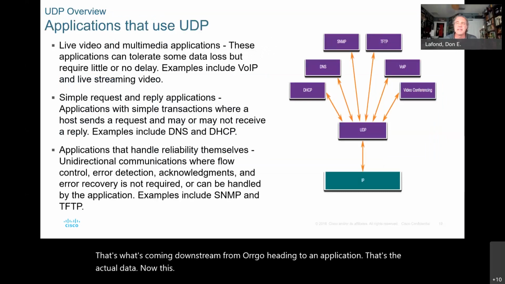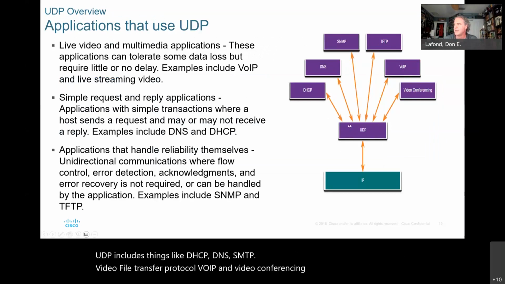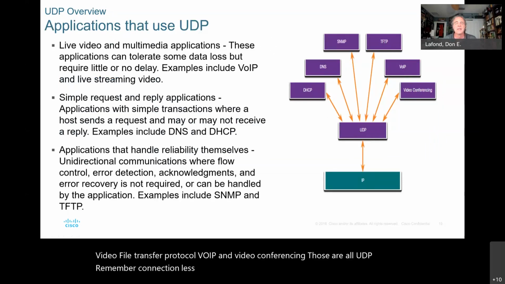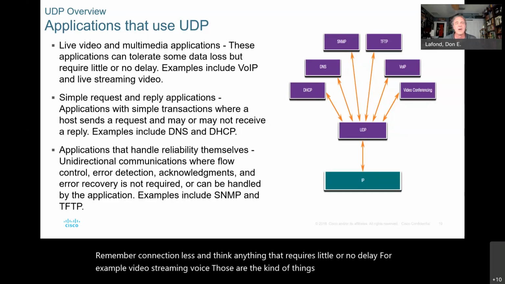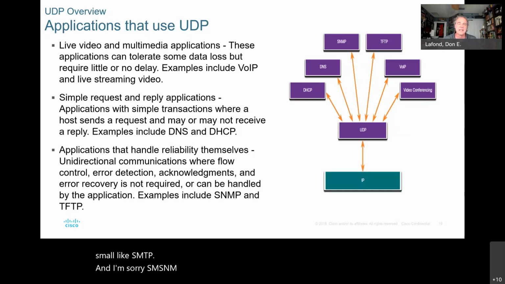Now, UDP includes things like DHCP, DNS, Trivial File Transfer Protocol, VoIP, and video conferencing. Those are all UDP. Remember, connectionless, and think anything that requires little or no delay. For example, video streaming, voice, those are the kind of things that go UDP, or anything small like SNMP and TFTP.